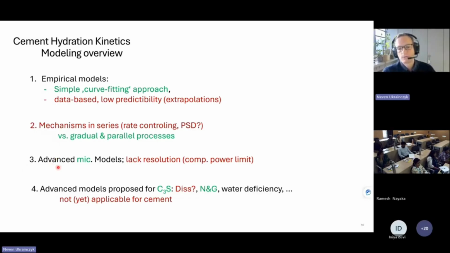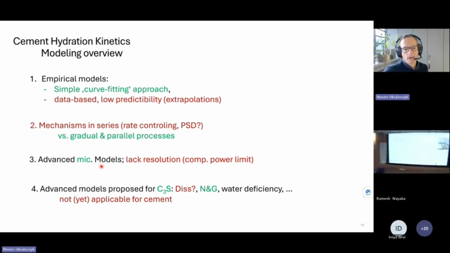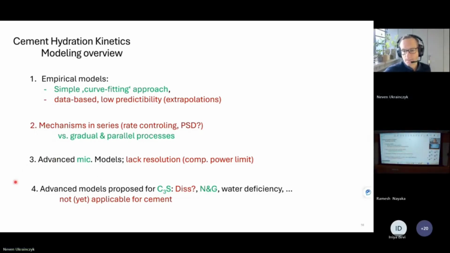Then I showed you advanced microstructural models, like Hymostruc or MIKE, which have a lack of resolution and a computational power limit to go really fundamentally. But MIKE would be such a fundamental model. And then I showed you more advanced models, but they are only for C3S. Basically, they only consider nucleation and growth, and they are not yet applicable for cement. So this is still research to be done to apply it to cement.